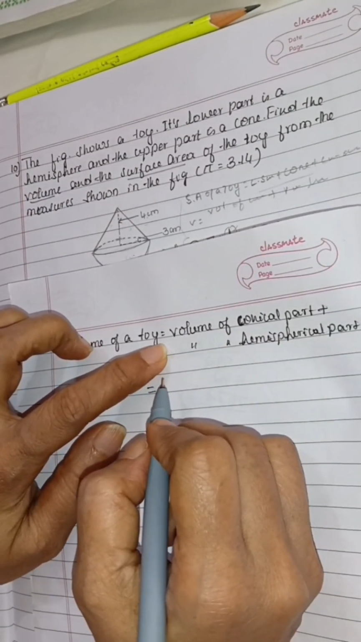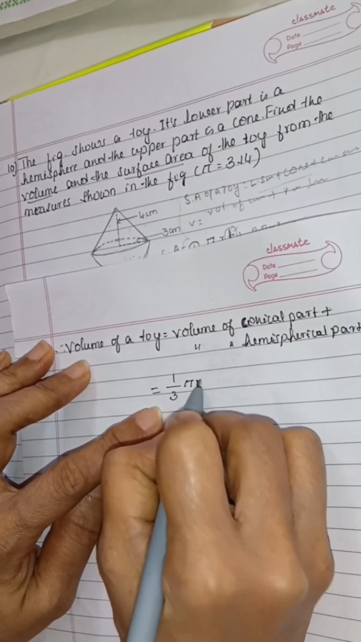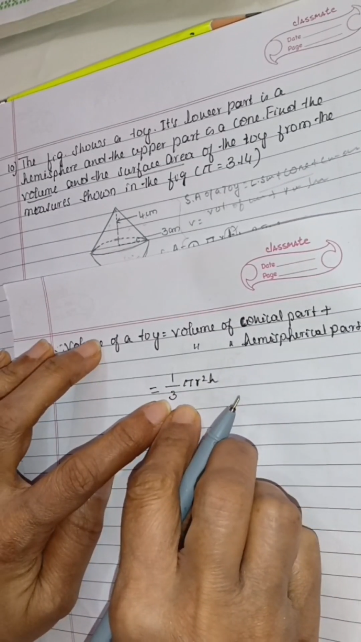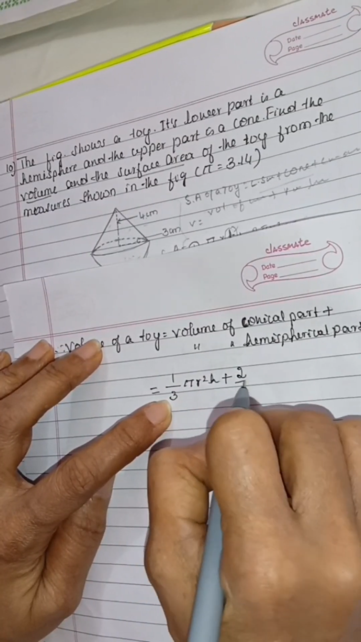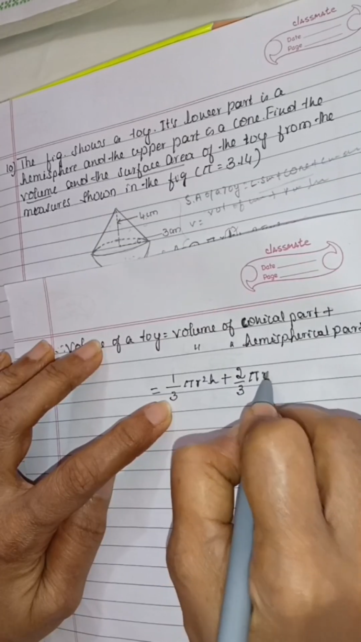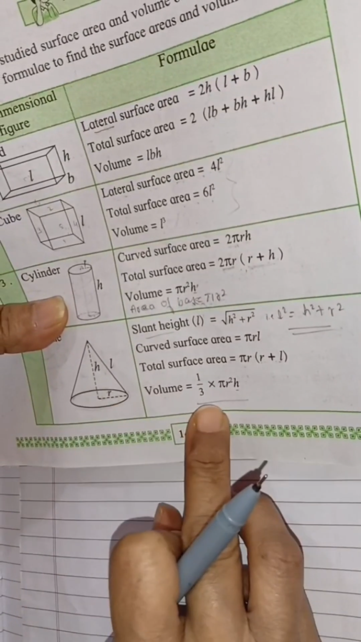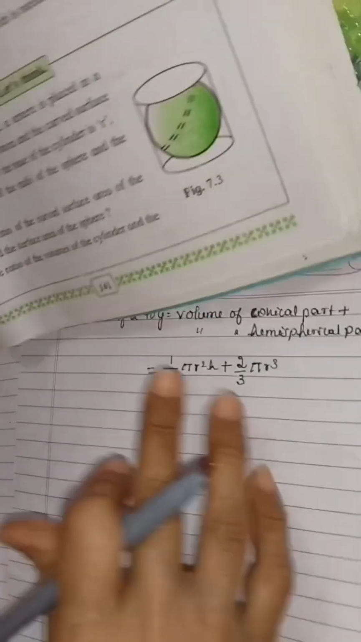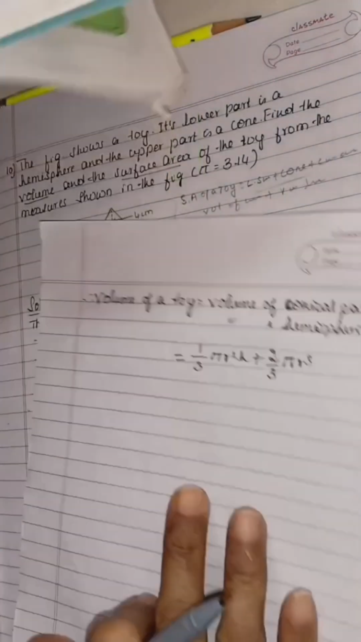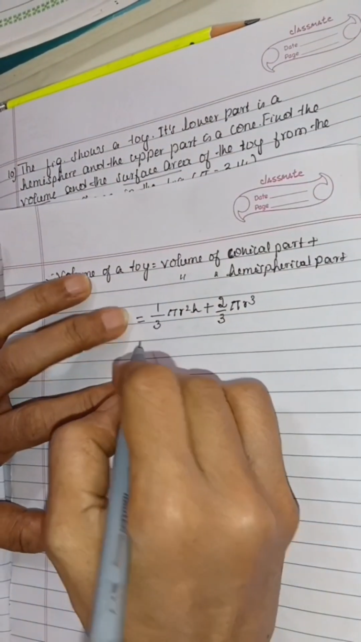Therefore volume of a conical part means volume of a cone, that is 1/3 pi r square h, plus volume of a hemisphere, that is 2/3 pi r cube. See, volume of a cone is 1 by 3 pi r square h, and volume of a hemisphere is 2 by 3 pi r cube. Now we have to simplify in this formula only.